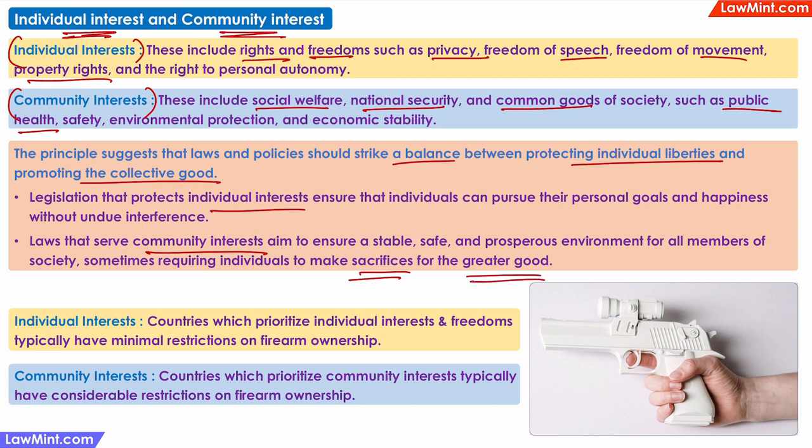A good example of this is the right to own firearms. Countries which prioritize individual interests typically allow a greater degree of freedom to own firearms. In many places in the United States, you can just walk into a shop and buy. On the other hand, countries like India, which prioritize community interests, typically place significant restrictions because the idea is that indiscriminate permissions can lead to an increased level of danger in the society as a whole. So, there are severe restrictions on owning firearms.